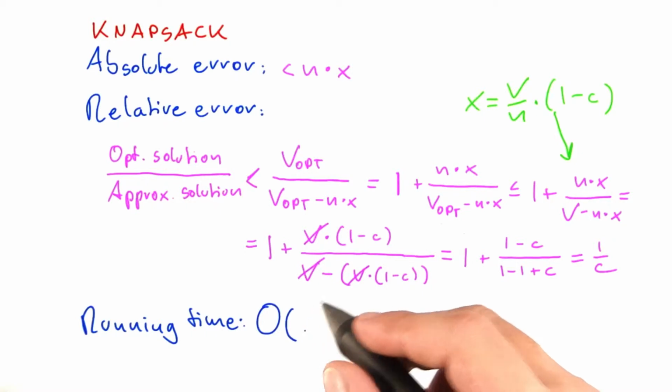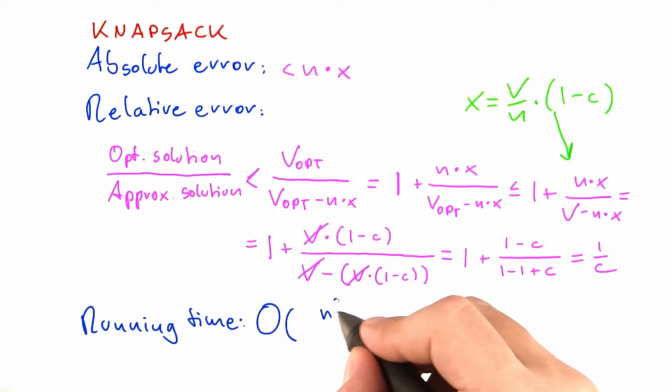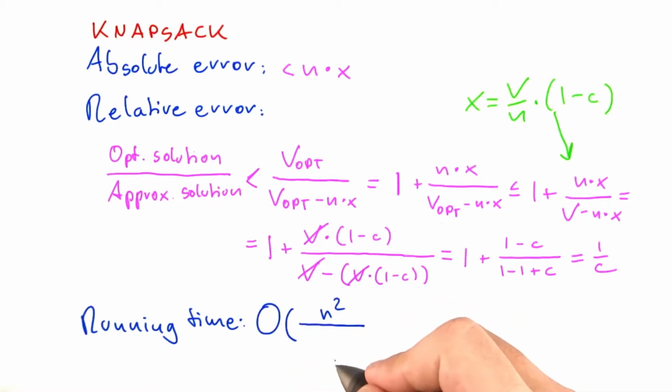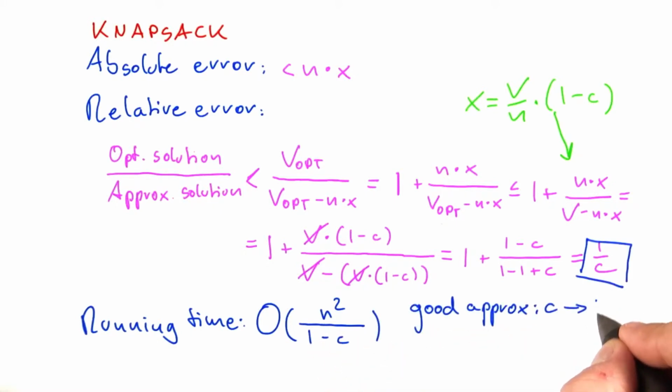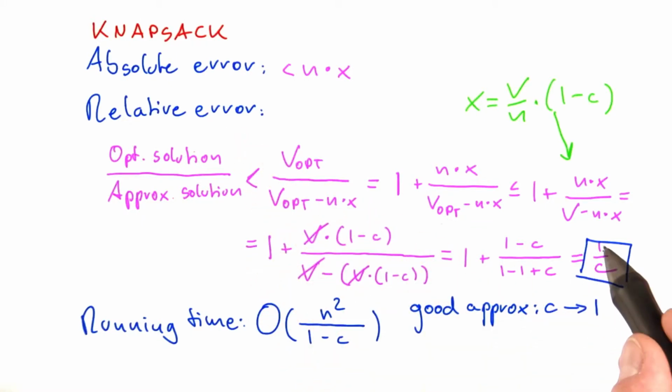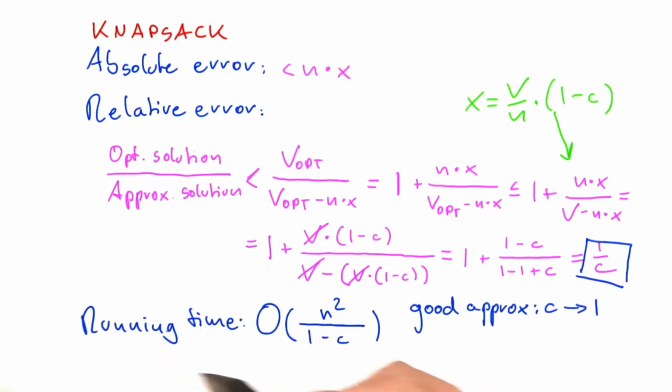And you'll remember that the running time was also dependent on c. So we already figured this one out, right? It was O of n squared over 1 minus c. So a good approximation would be to set c close to 1, because then the relative error becomes almost 1, but in return, and you see that in the running time here, the running time actually becomes very large, because if c is close to 1, then you get a very small denominator here, which means that the overall running time, since it's a fraction depending on this, gets very large.